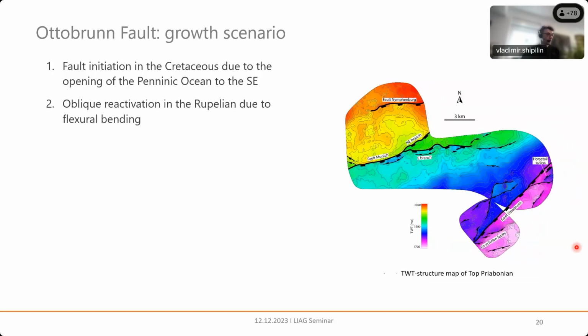So then, during the flexural extension of the foreland basin during the early orogenic times, this Cretaceous fault most probably got obliquely reactivated. The proposition that it was obliquely reactivated is supported by the fact that at the hanging wall of the master fault, we've got en echelon faulting and also horsetail splays. And these are indicative of a strike-slip component in faulting.